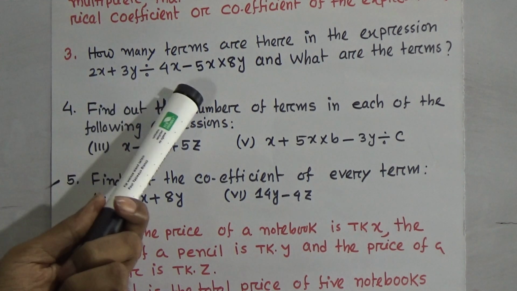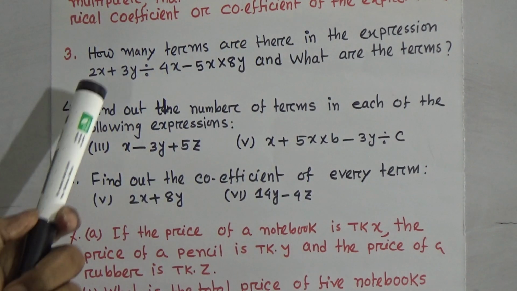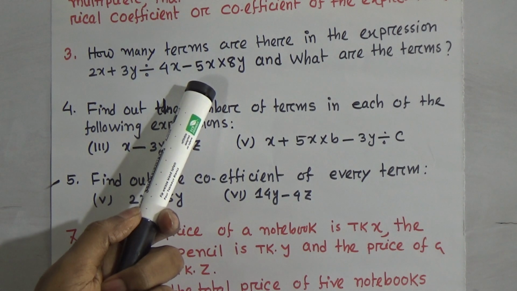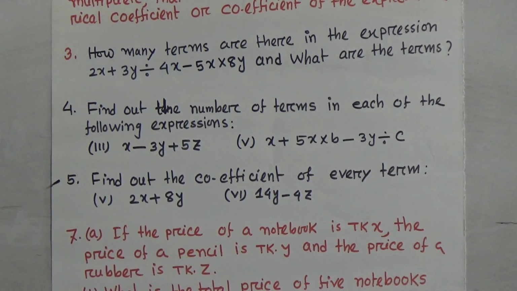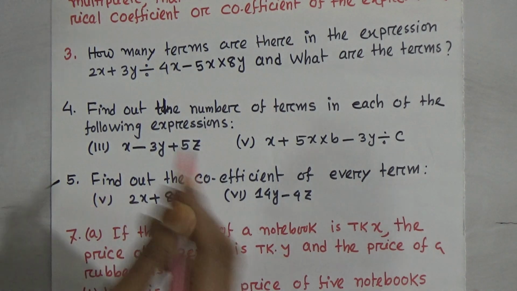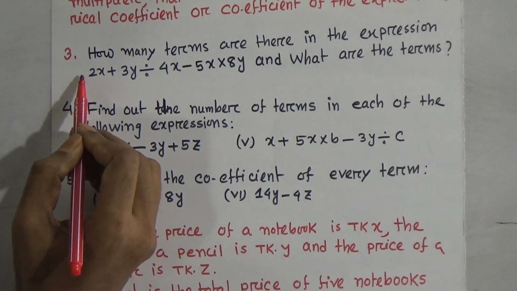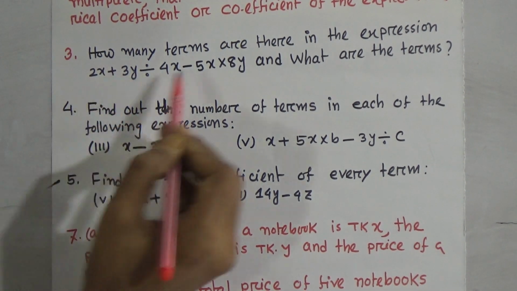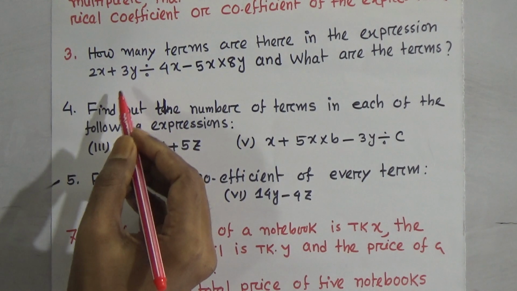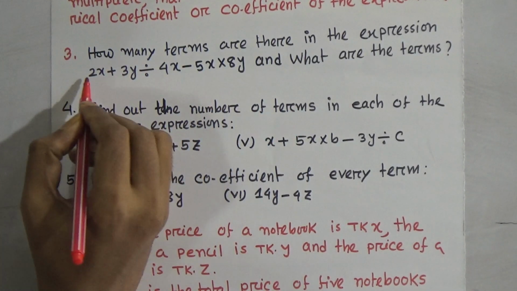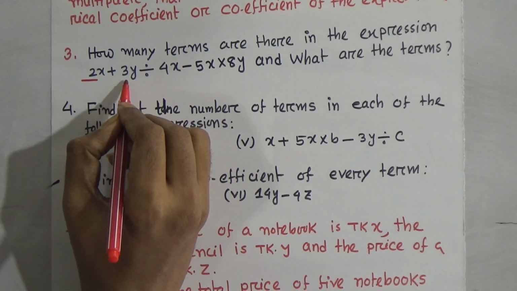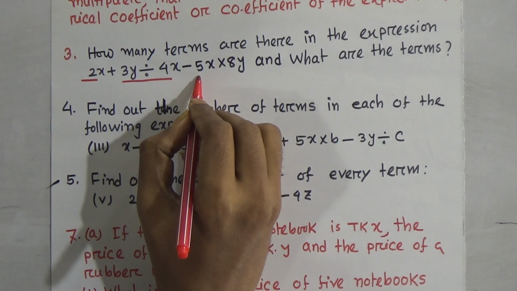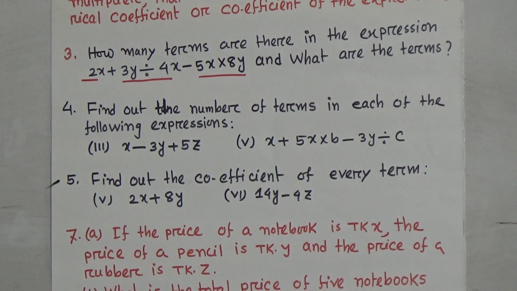Look, how many terms are there in the expression 2x plus 3y division 4x minus 5x into 8y? Student, look. At first count here. How many plus? Look, this is plus 1, plus 2 and there is minus. So in this expression there are 3 terms. And what are the terms? 2x, 3y division 4x and 5x into 8y. These are the 3 terms.